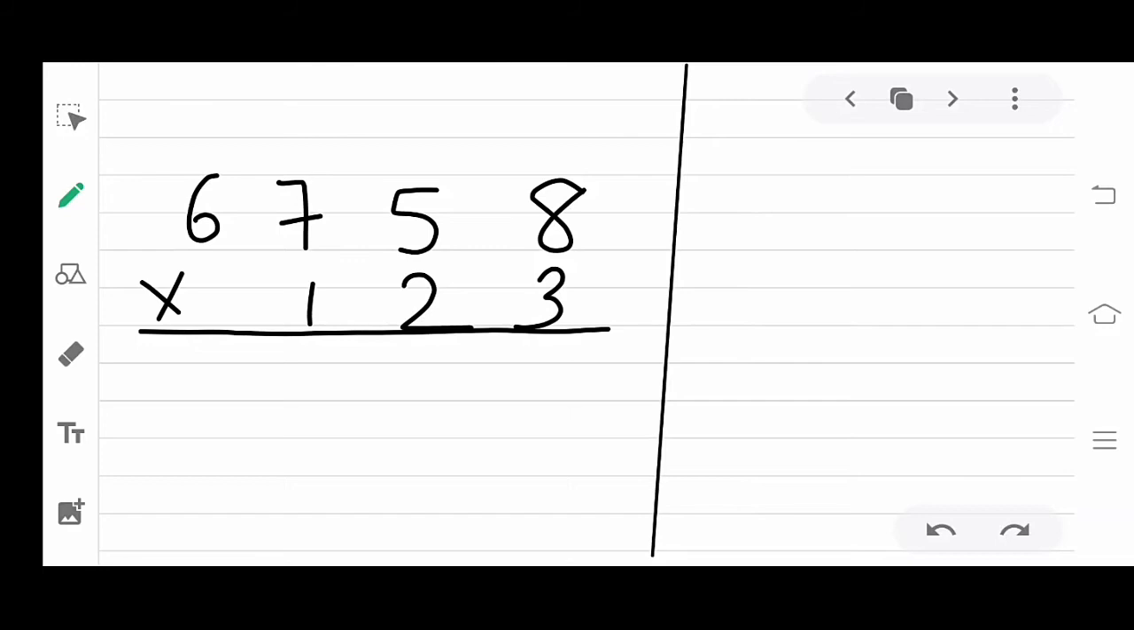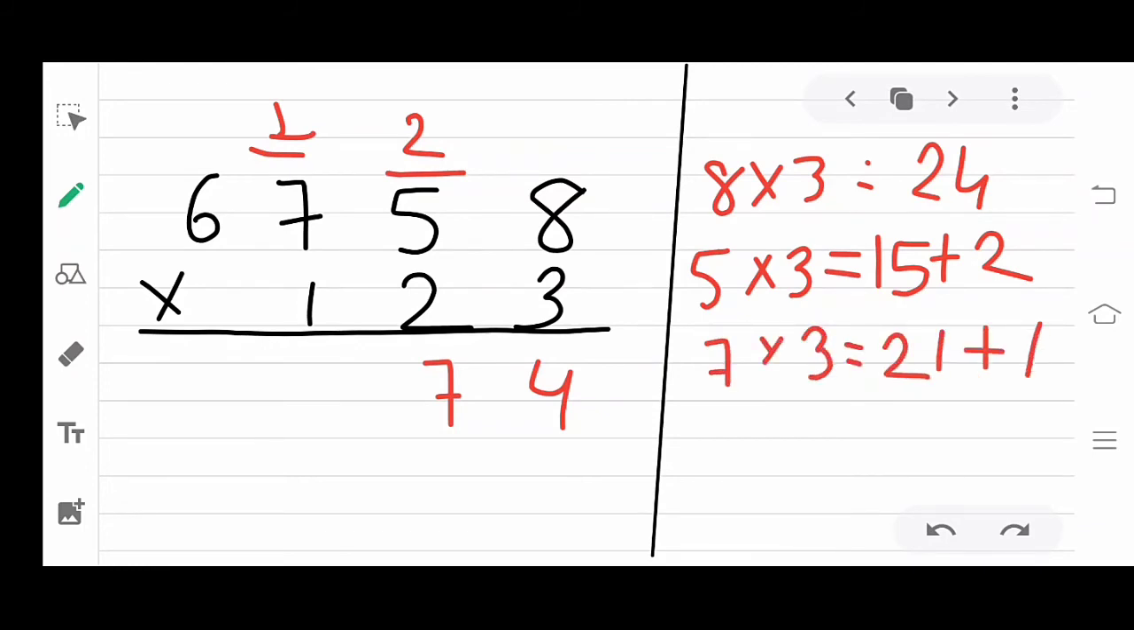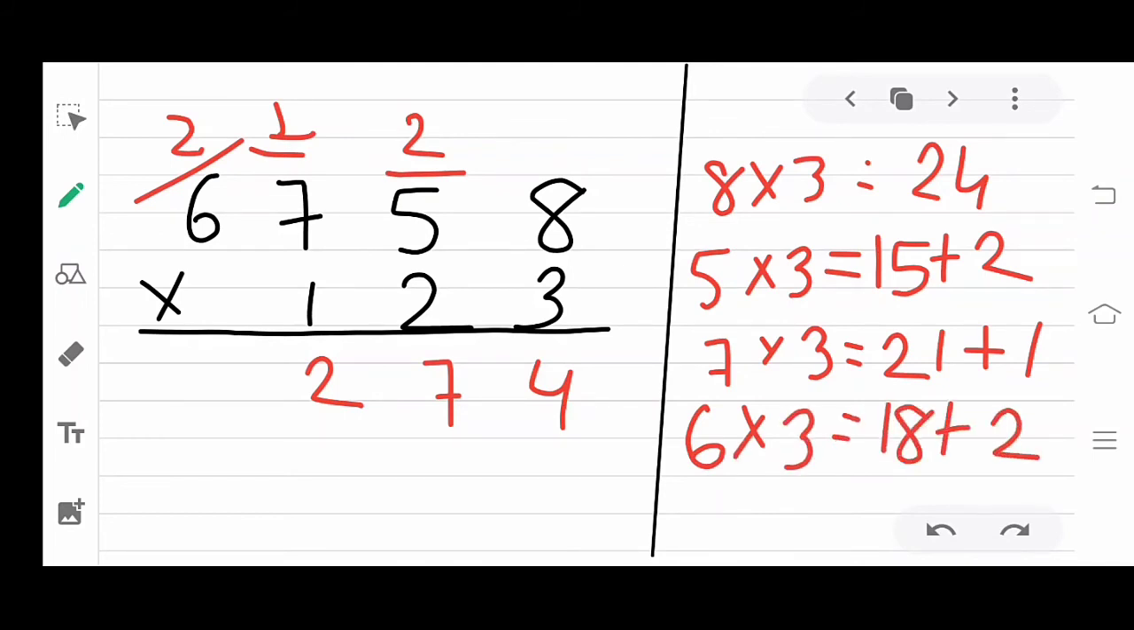8 into 3, 24. So I write 4 here, and 2. Then 5 into 3, 15 plus 2 carried, so the answer is 17. Next, 7 into 3, so 21 plus 1 carried, so 22. Next, 6 into 3, it becomes 18 plus 2, 20.